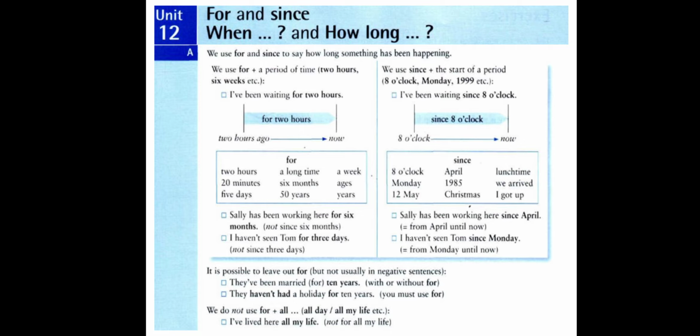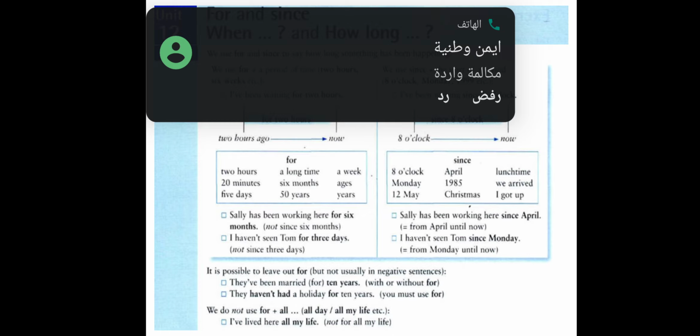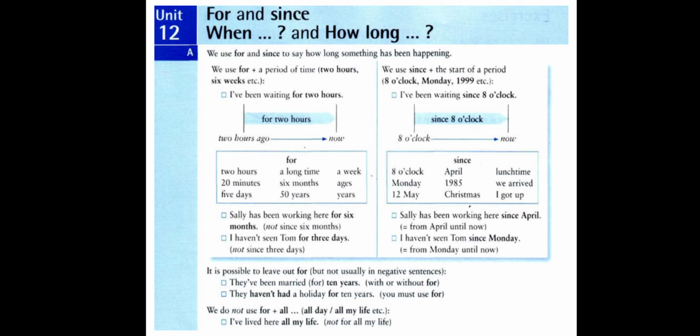Sally has been working here since April. From April until now means for 6 months. If we want to use for, so we count the number of months from April until October. Then it becomes for 6 months. I haven't seen Tom since Monday. From Monday until now.